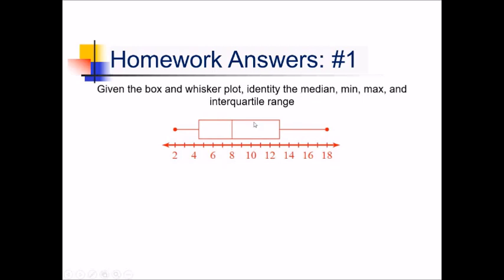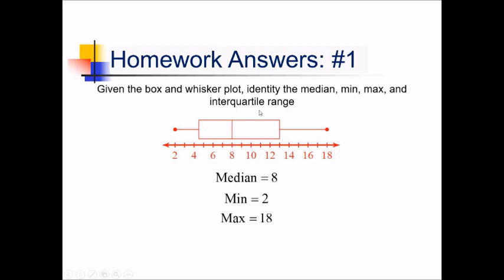For this one, we have a box and whisker plot that we want to identify some properties for. So for the median, that's going to be the middle of these middle boxes here. This line here, that's 8. For the min, that's the left whisker, which looks like 2. For the max, that's the right whisker, which is going to be 18.